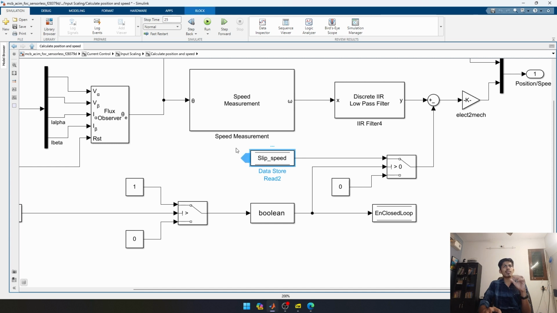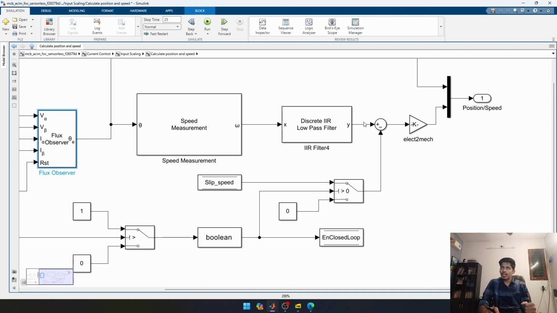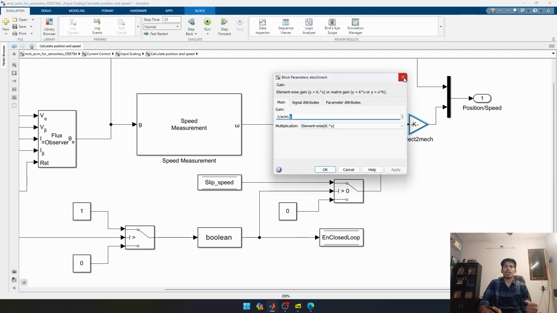So this is also coming from an estimator, this is also coming from an estimator. So that is why it is called a sensorless scheme. Then all these are in electrical speed. Then we are dividing by the number of poles to get the mechanical speed.